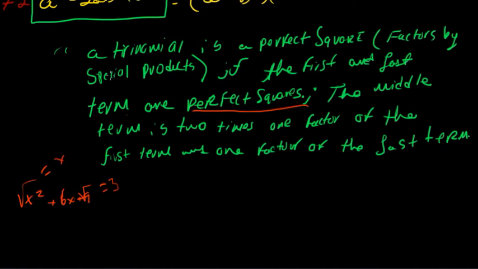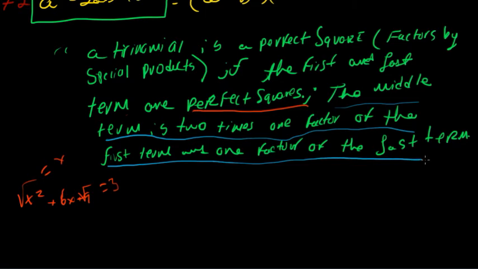But in order for it to be a perfect square trinomial, the middle term should be 2 times one of the factors of the first term and one factor of the last term. Okay? Let's take a look at that here. What's one of the factors of x squared? They are x and x, so we'll take x. And one of the factors of 9: the factors of 9 are 3 and 3, so let's take 3.